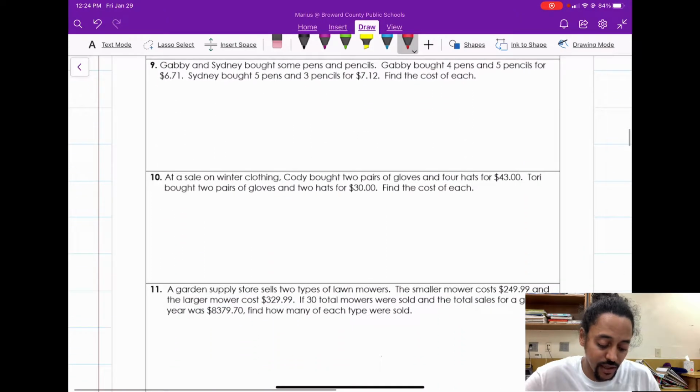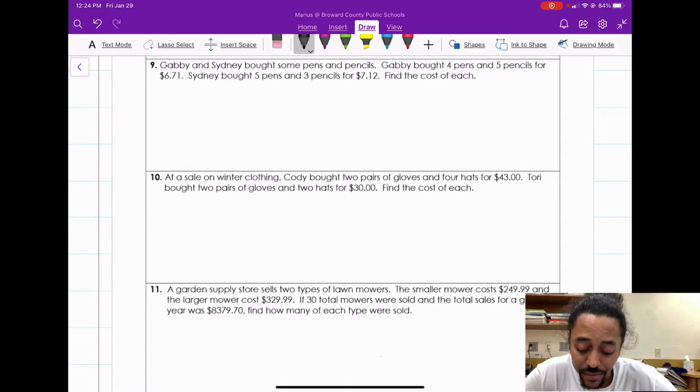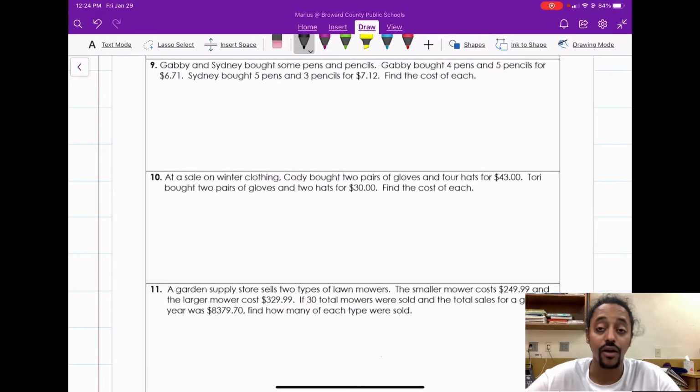Let's go ahead and take a look at number 9. Number 9 reads, Gabby and Sydney bought some pens and pencils. Gabby bought 4 pens and 5 pencils for $6.71. Sydney bought 5 pens and 3 pencils for $7.12. Find the cost of each.